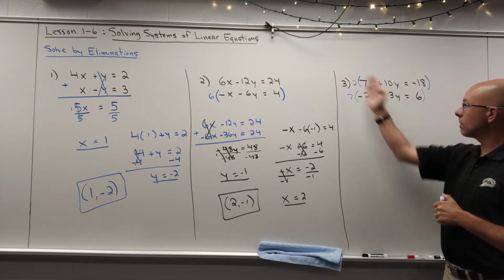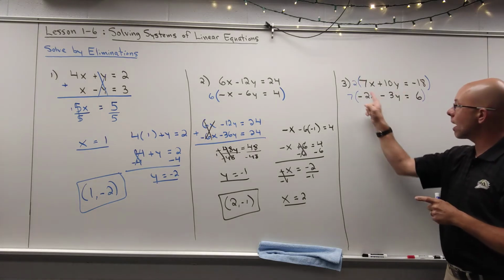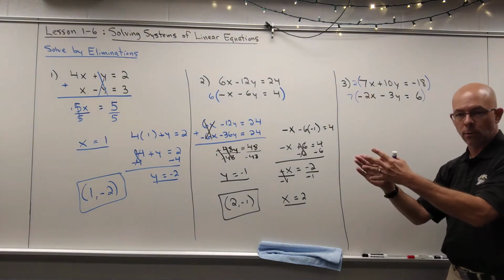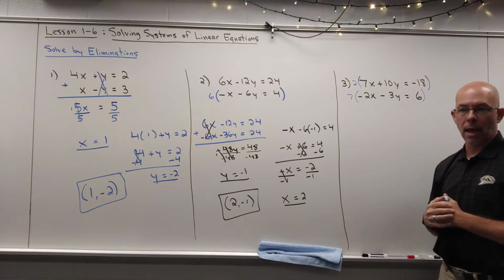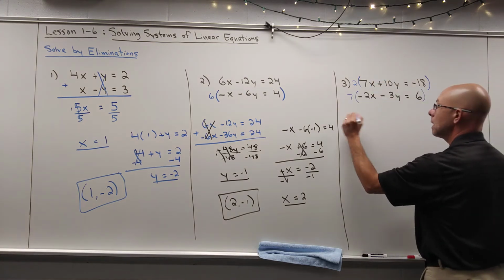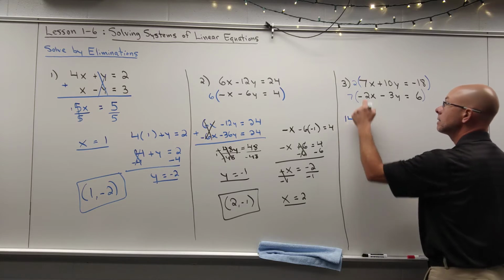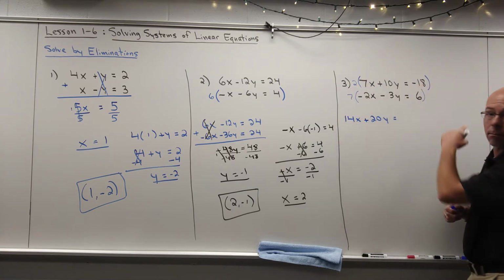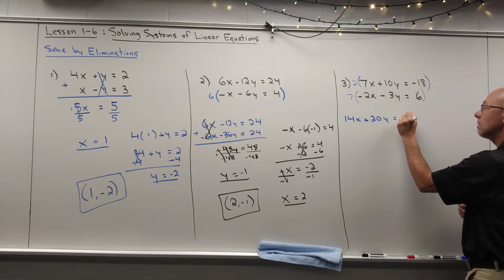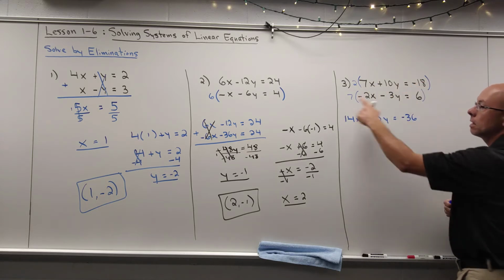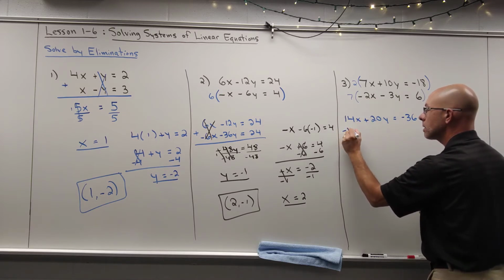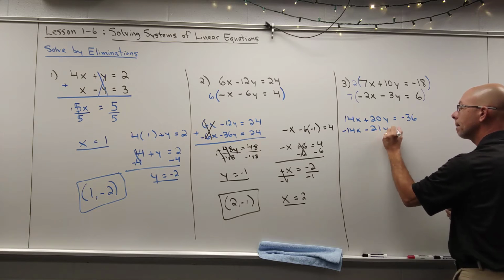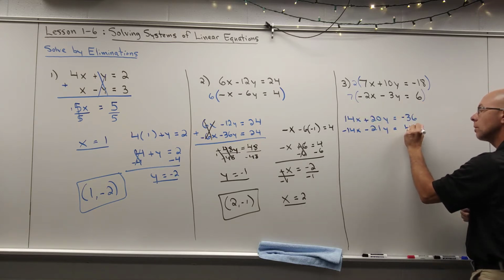Focus on your x's a minute, even though I have to multiply the entire equations. Look at your x's. That times that is 14. That times that is negative 14. That's what you need to happen. So the top equation becomes 14x plus 20y. You have to multiply everything by 2. 2 times that, negative 36. 7 times that, negative 14x. 7 times that, minus 21y. 7 times that, 42.